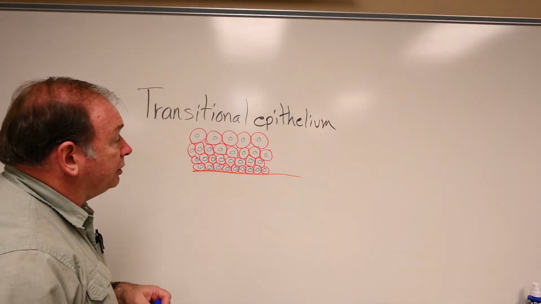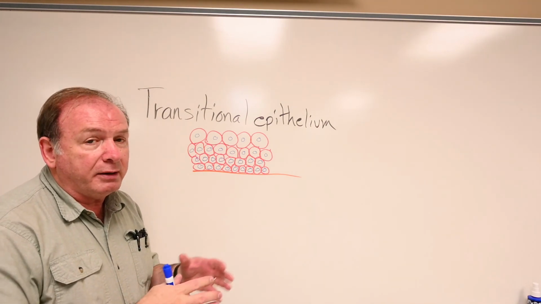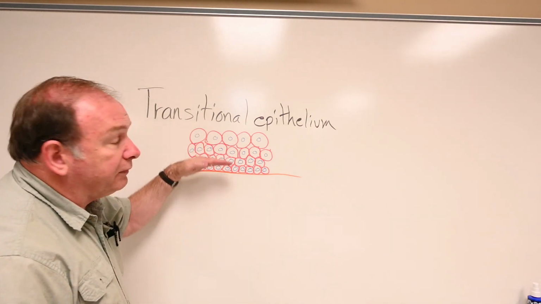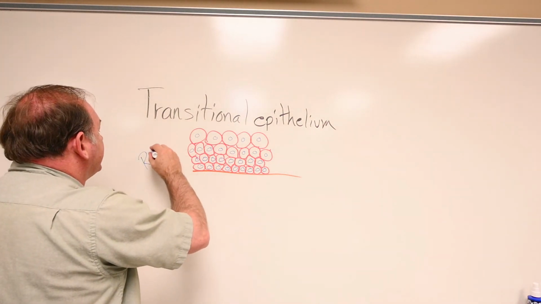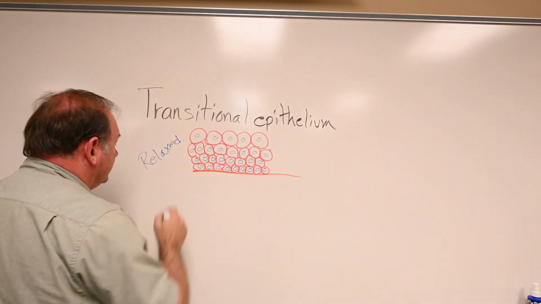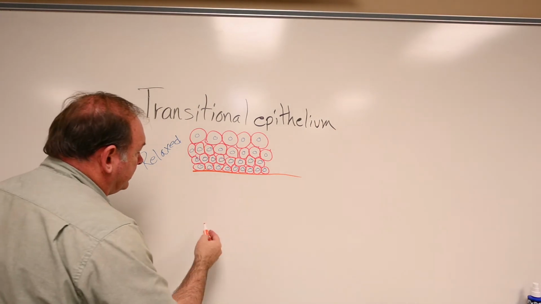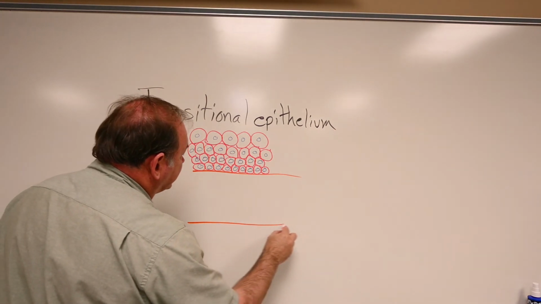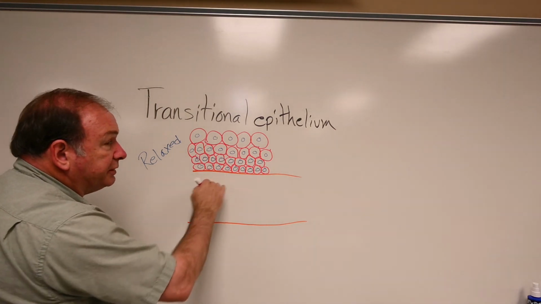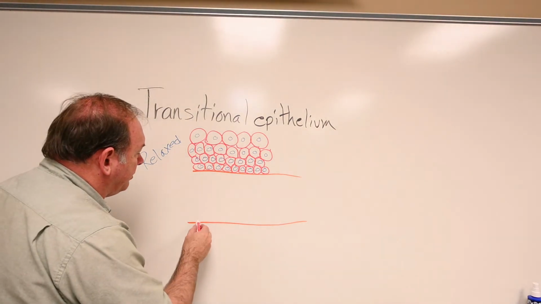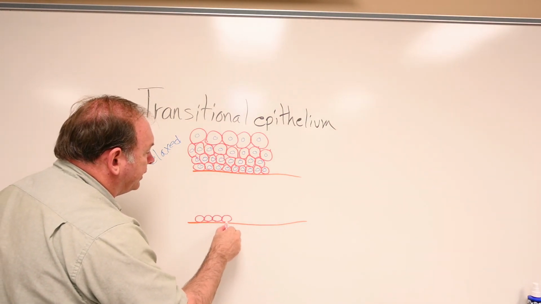Now it's called transitional because it can stretch. This is found in the urinary bladder. So when the urinary bladder enlarges, these cells all flatten out a bit. So this is the relaxed state. We'll call this relaxed. Sometimes it's called contracted state. And if we were to distend it, to stretch it, our cells at the bottom would do some stretching, but each of them proportionately would not have to do quite as much stretching as those that are toward the surface.